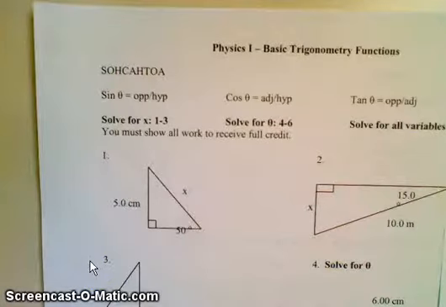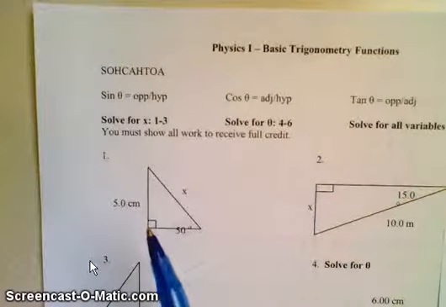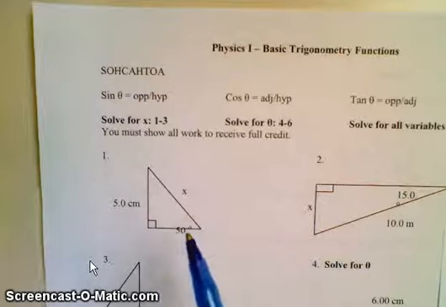Today we're going to look at some basic trigonometry functions and learn how to solve for an unknown when we're given either an angle and a side or two sides, and solving for that unknown variable.